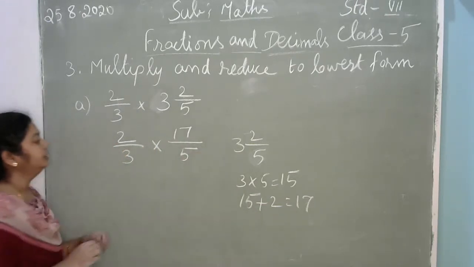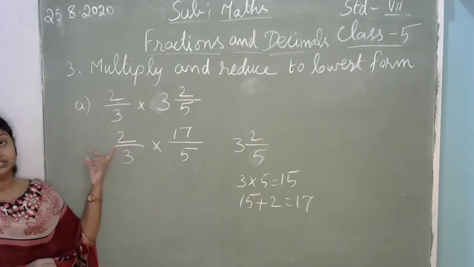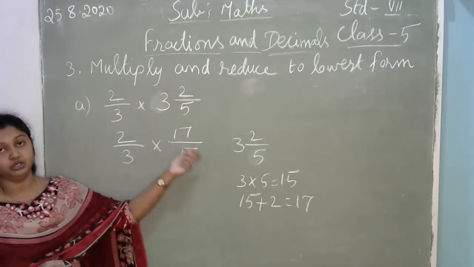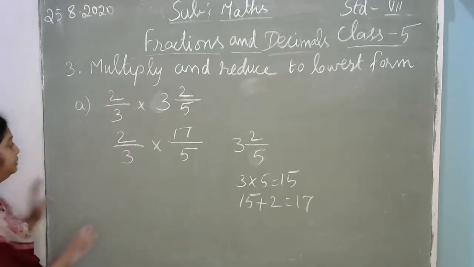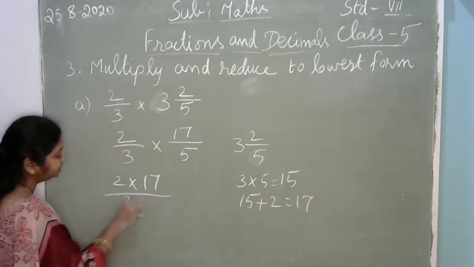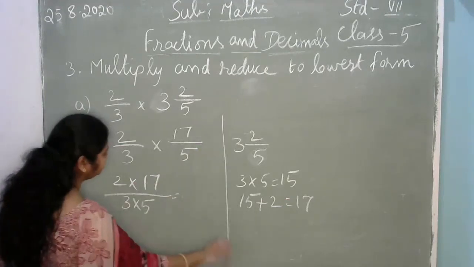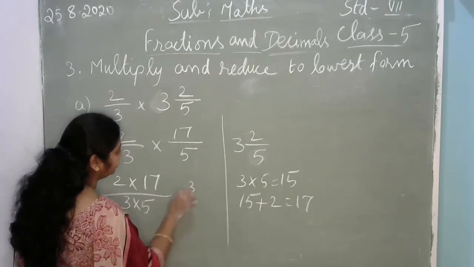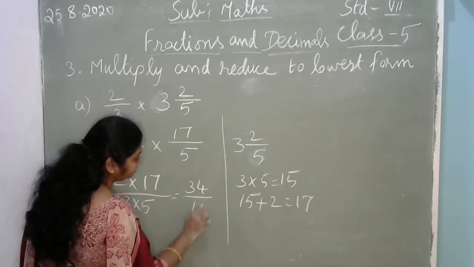Okay. Now multiplication, no? How to multiply fractions I taught you in the previous class. The numerator with the numerator you should multiply and the denominator with the denominator you should multiply. So 2 into 17 divided by 3 into 5. Now what is your answer? 2 into 17 is 34, you will get the answer, and this one is 3 5s are 15.